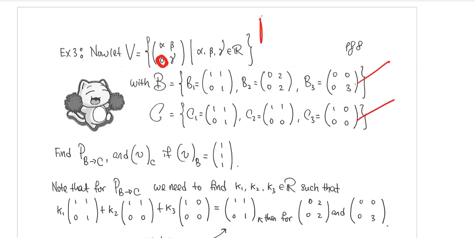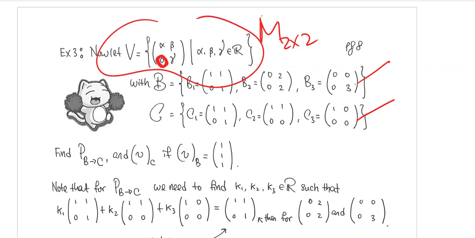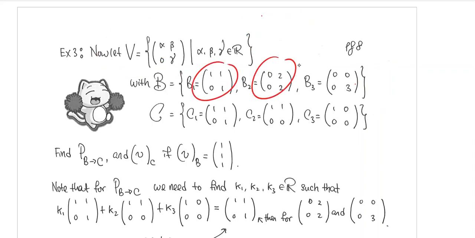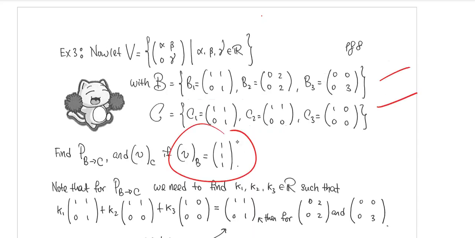So we know M 2x2 is dimension 4, but this vector space is actually smaller than this, and it's of dimension 3 because these are the bases, and the number of vectors in the basis gives you the dimension. Again, we are asked to find the coordinates. Because this is dimension 3, the coordinate is actually an element in R3. Even though the vector space has nothing to do with R3, the coordinates do.